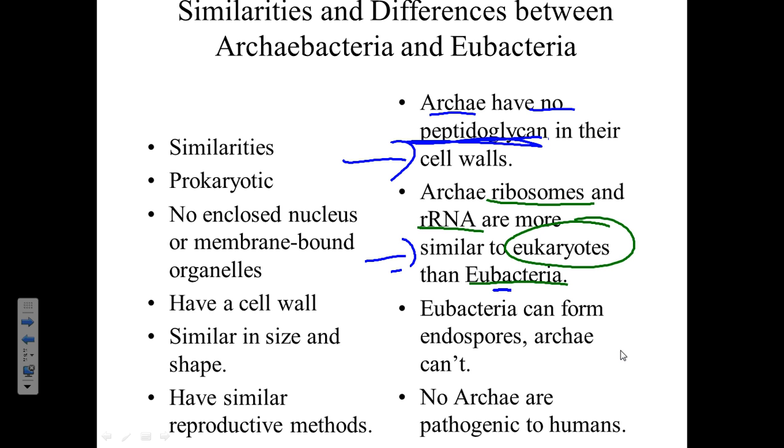Also, the eubacteria can make those endospores to protect them against bad environmental conditions. Archaea don't do that. And then finally, so far, scientists haven't been able to discover any archaea that make you sick. Can't find any archaea that are pathogenic for people. That's not to say there aren't any, but so far we don't know of any. All the bacteria that make people sick seem to be the eubacteria.